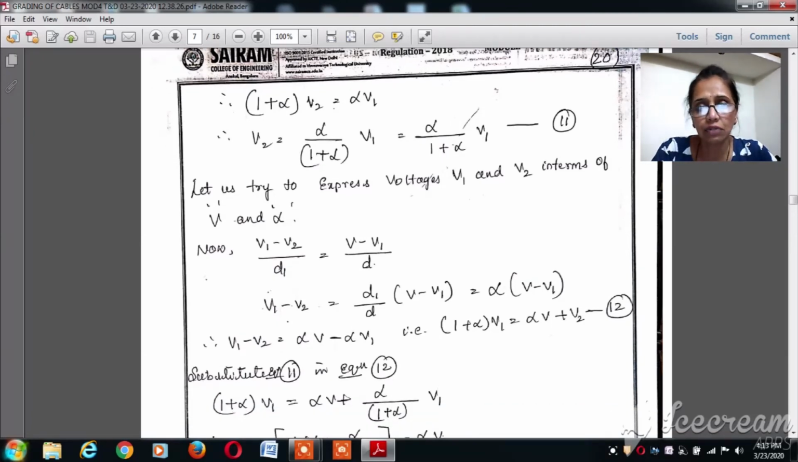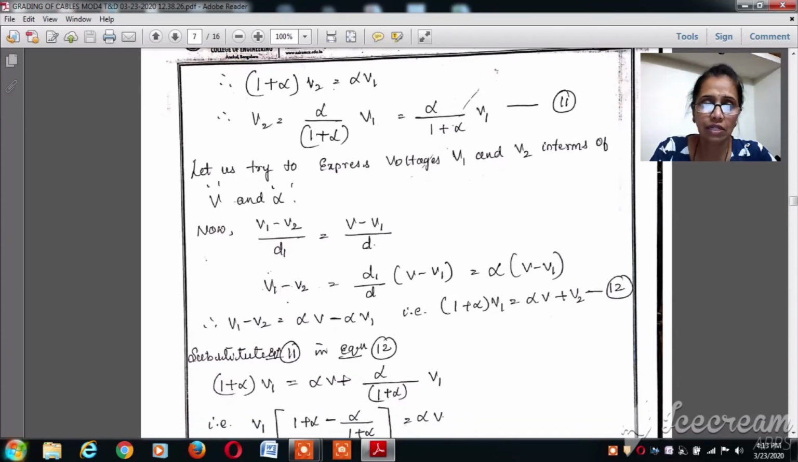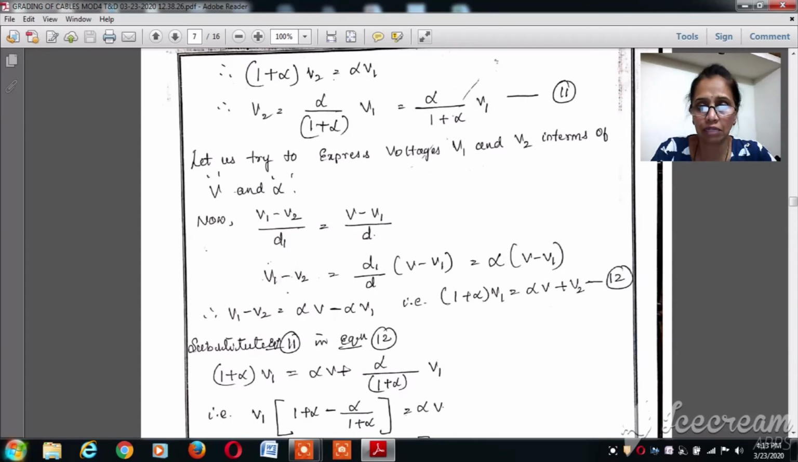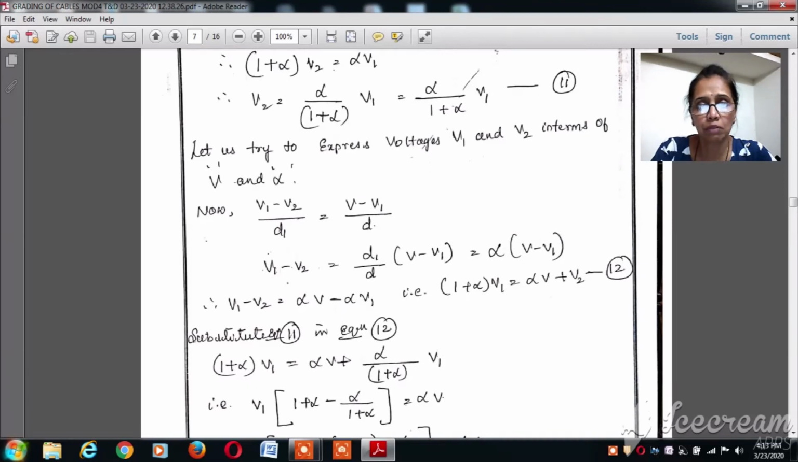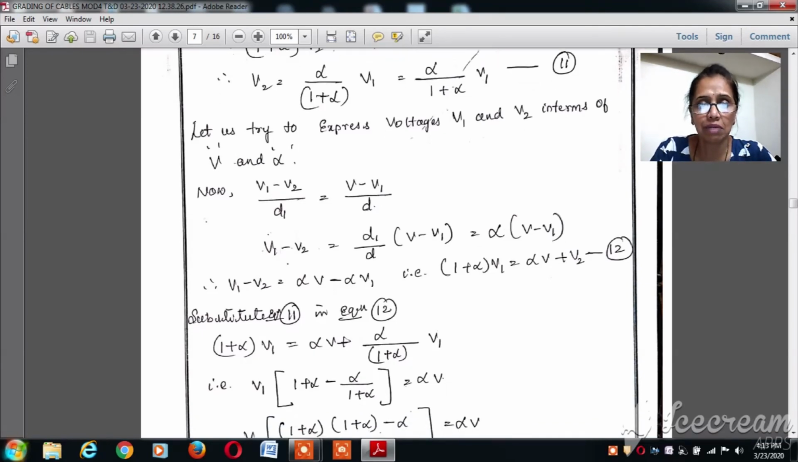So let's try to express the voltages V1 and V2 in terms of V and alpha. V1 minus V2 divided by D1 is equal to V minus V1 divided by D from the above expressions. Cross multiply and simplify: V1 minus V2 is equal to V minus V1 into D1 divided by D. D1 by D is again alpha, so it is alpha into V minus V1. Therefore V1 minus V2 is equal to alpha V minus alpha V1, that is, 1 plus alpha into V1 is equal to alpha V plus V2. Keep this as equation 12.